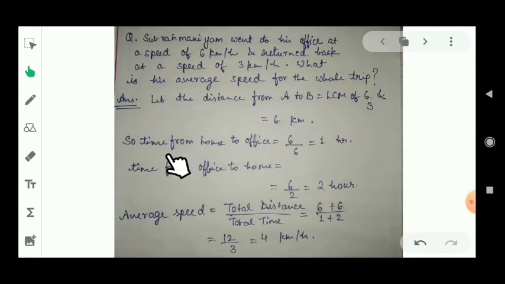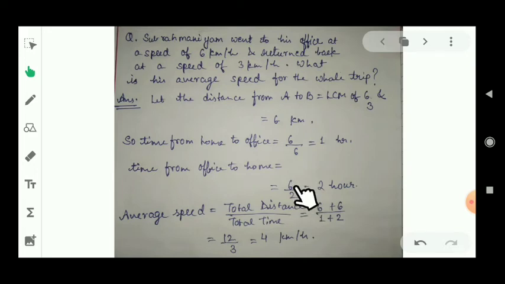So now we will find out the time from home to office. That means time will be distance upon speed. The distance is 6 km, and the speed from home to office is 6 km per hour. It is given in the question, you can check it from there. So what will be the time? 1 hour. Similarly, time for office to home will be distance upon speed.